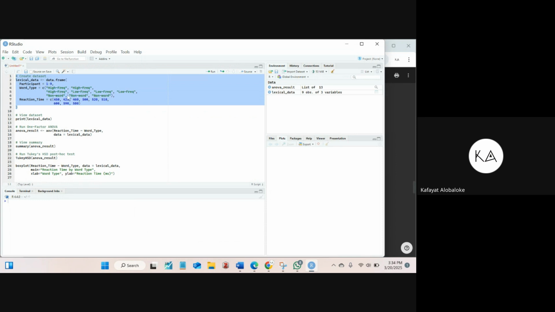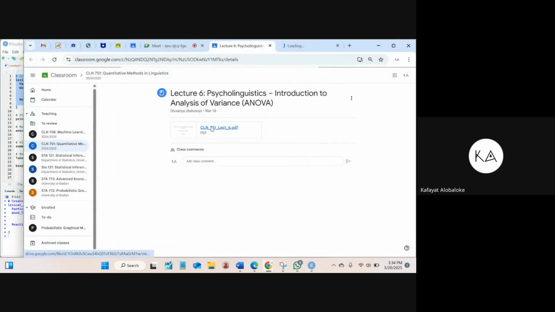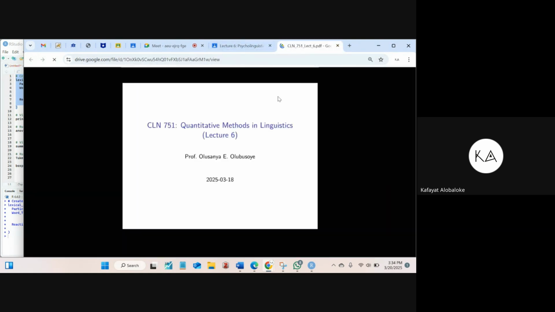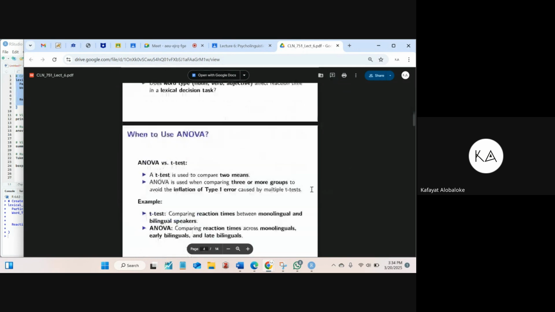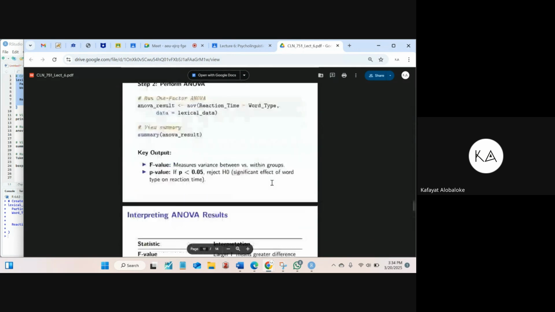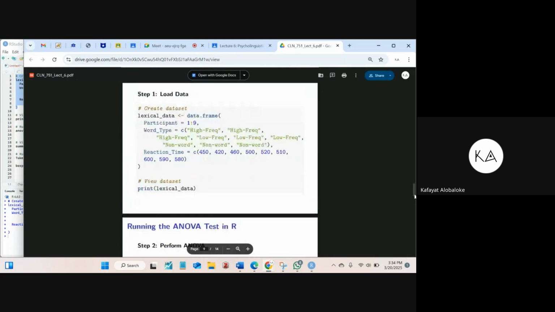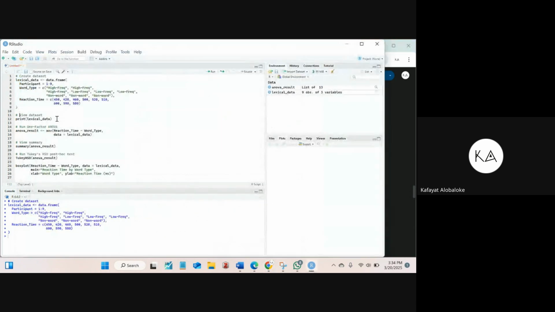So when you copy this into your R screen, this is the first code. I'm trying to create my data set. Let's run this and see what we have. So I've already run this by creating my lexical data set. Now the next code, sorry about this. So after creating my data set, let me now view the data and see what we have. So this is our data set. We have 9 participants, 3 different word types, and then the reaction time.